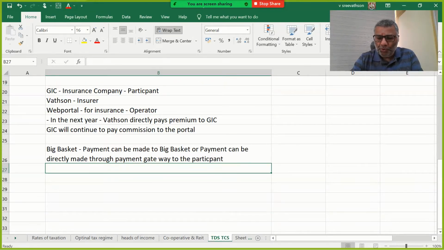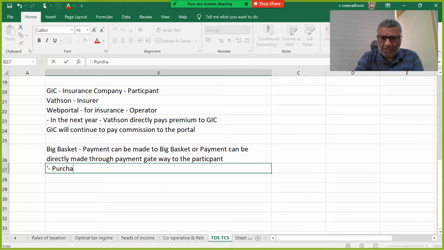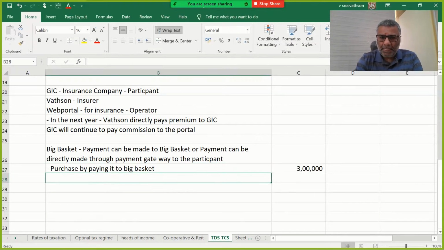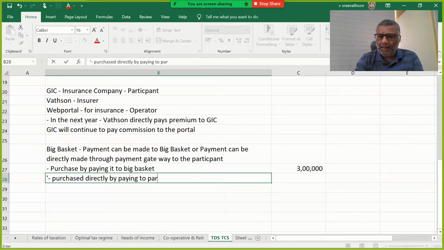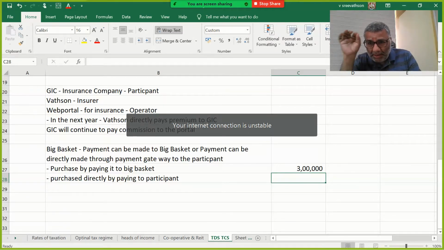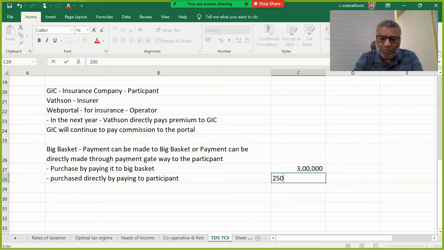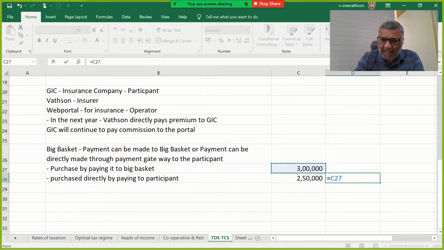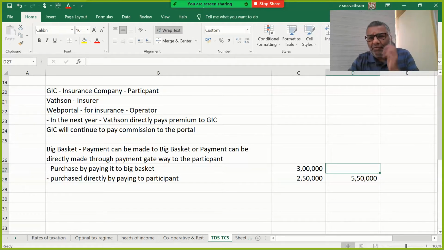Suppose a product is purchased by paying to Big Basket, it is 3 lakhs. Another purchase is made directly by paying the participant, but the portal is still Big Basket, 2,50,000. So this TDS of 1% is on the total 5,50,000 and not just on 3 lakhs, whether the payment goes directly or indirectly.